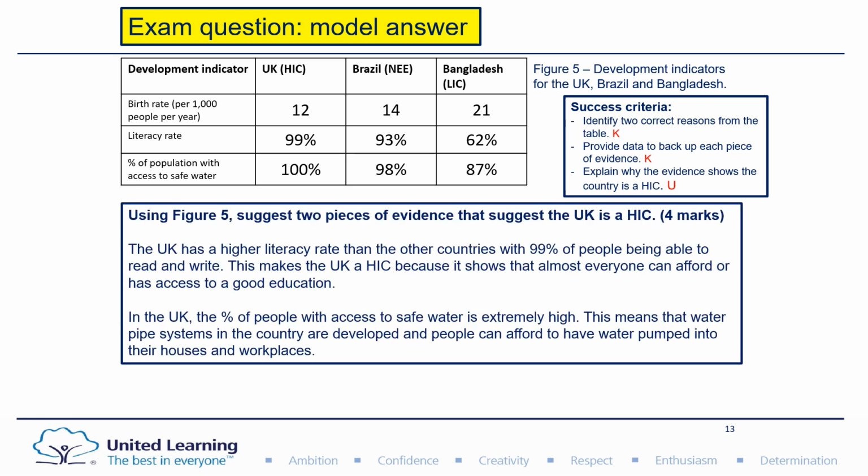So, my question, use figure 5 to suggest 2 pieces of evidence that suggest the UK is a high income country. My success criteria says identify 2 correct reasons, provide evidence and explain how it shows the UK is a high income. So I'm going to use the figure. The UK has a higher literacy rate than other countries, with 99% of people being able to read and write. This makes the UK a HIC because almost everyone can afford to have access to good education. Perfect. In the UK, the percentage of people with access to safe water is extremely high. This means that water pipe systems in the country are developed and people can afford to have water pumped into homes. 4 marks. Perfect.